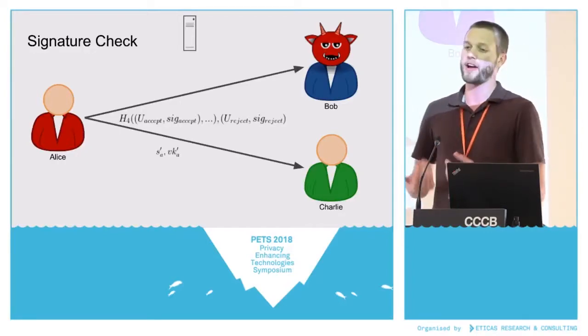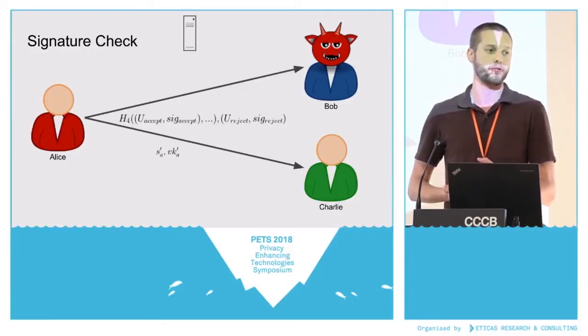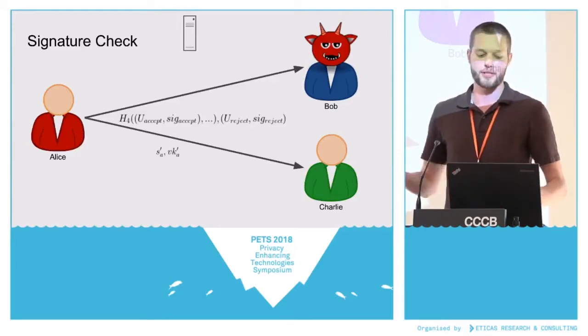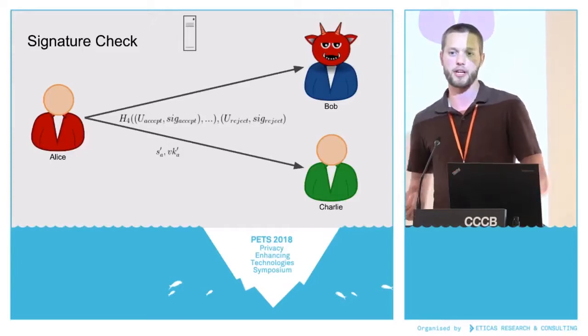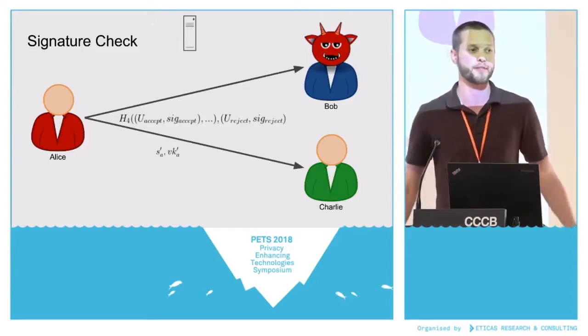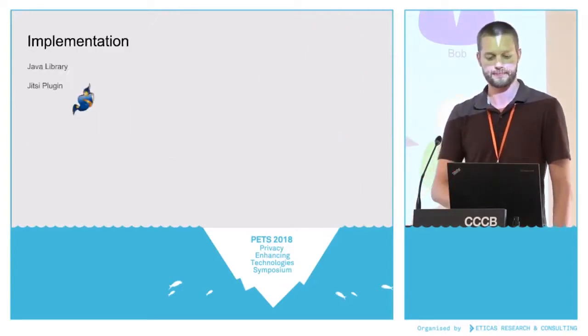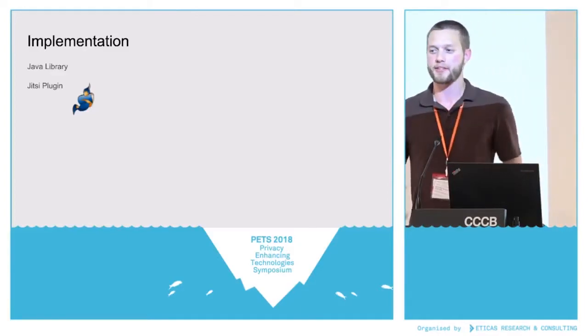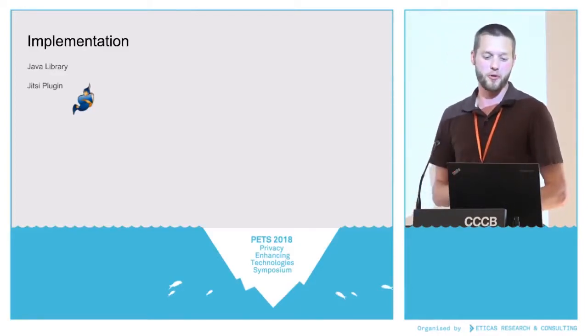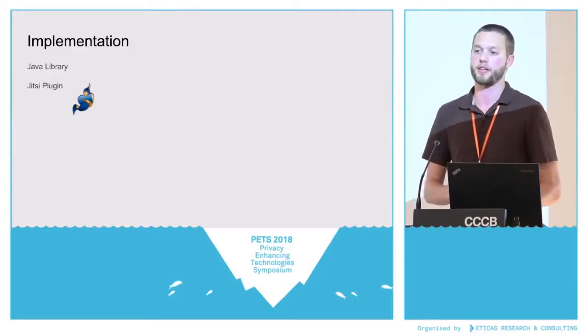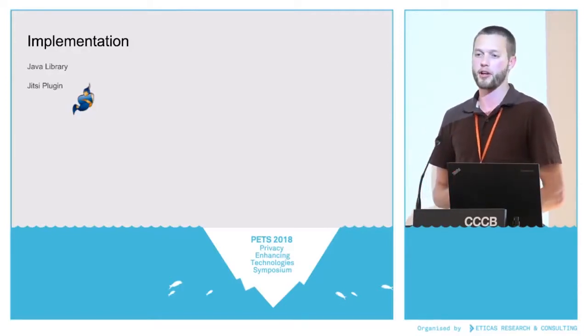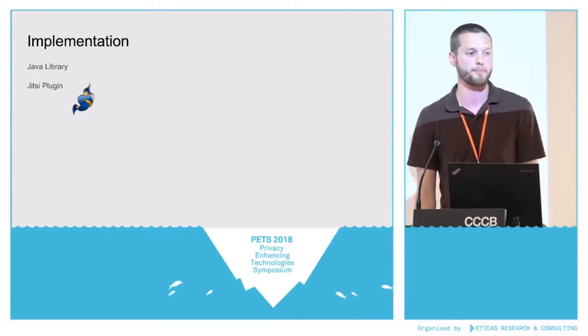And then to provide forward and backward secrecy to these conversations, during this stage we also share new ephemeral symmetric key material and verification keys. So it's not just important to have a secure protocol, we also need a usable implementation. We implemented this as a Java library and a plugin for the Jitsi instant messaging client.